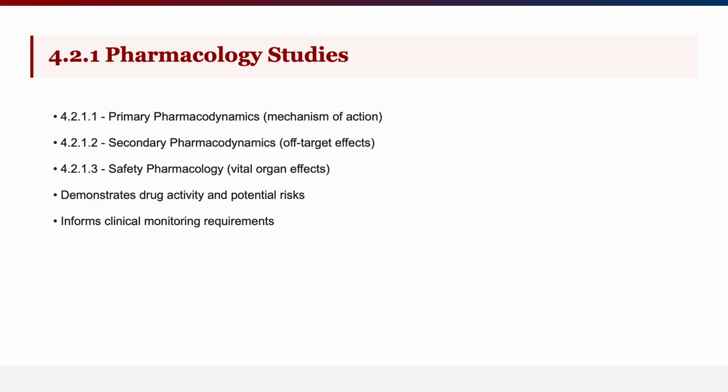Section 4.2.1 contains pharmacology studies demonstrating biological activity. Primary pharmacodynamics shows your drug's intended mechanism. Secondary pharmacodynamics characterizes effects beyond the primary mechanism. Safety pharmacology assesses effects on critical organ systems: CNS, cardiovascular, and respiratory. These studies identify potential risks requiring clinical monitoring. Health Canada uses pharmacology data to understand what your drug does and what effects to anticipate in clinical trials.